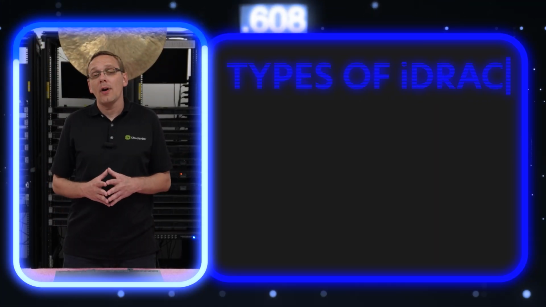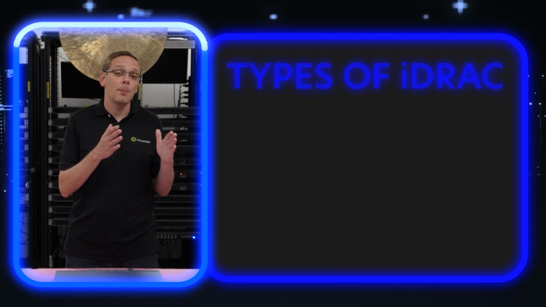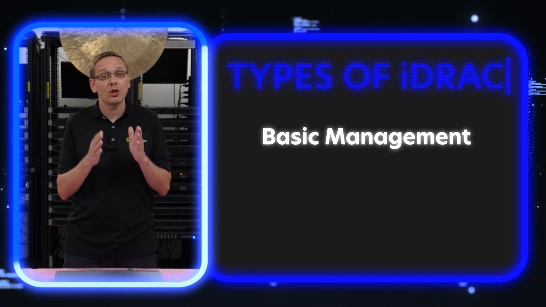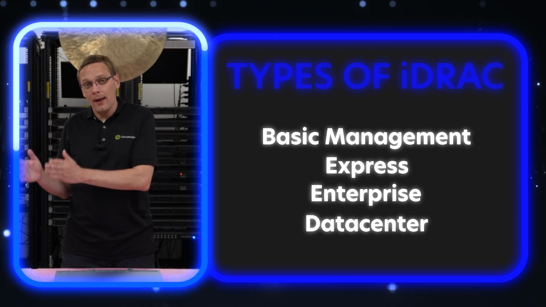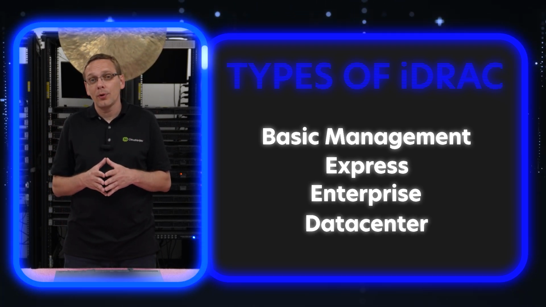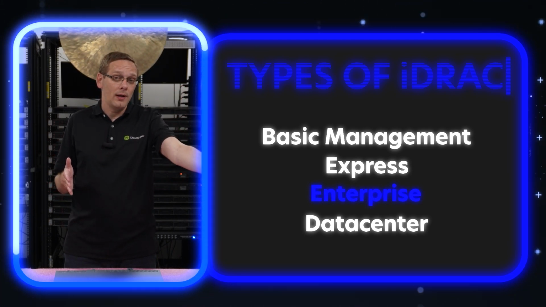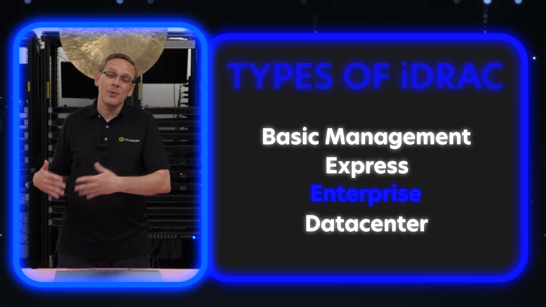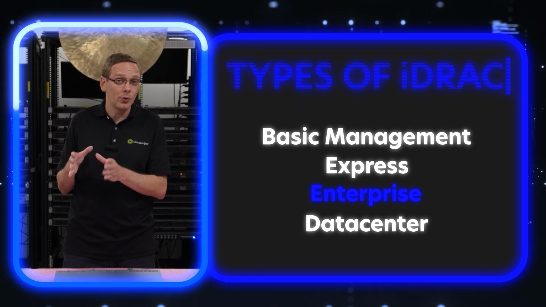So what types of iDRAC licenses are there? Well, there are 4 types of iDRAC license. There's Basic Management, there's Express, there's Enterprise, and there's Data Center Management. And really what most people are going to want is going to be Enterprise, so that way you can remote in, and there's going to be a Data Center Management, which just has a couple extra features that most people aren't really going to need. Enterprise is going to be your real sweet spot.